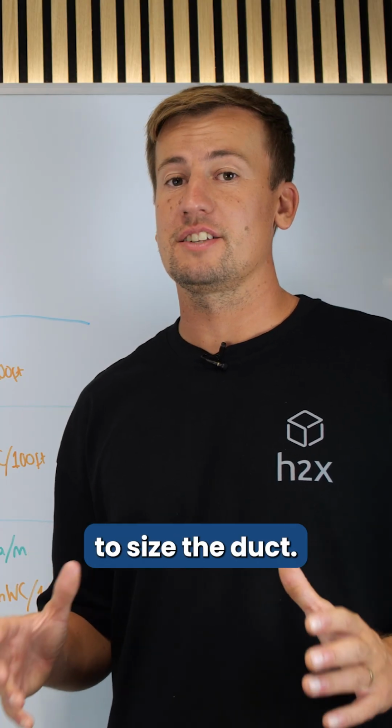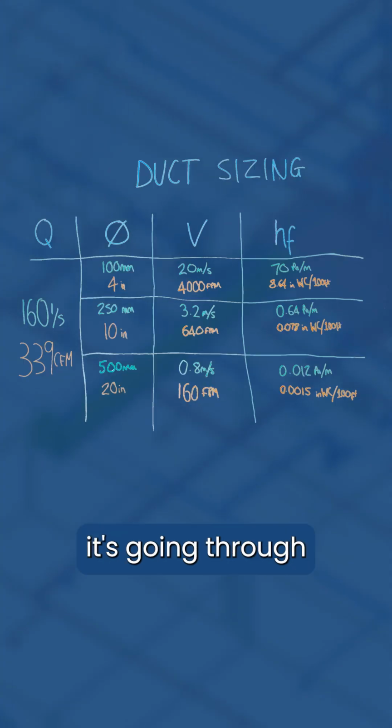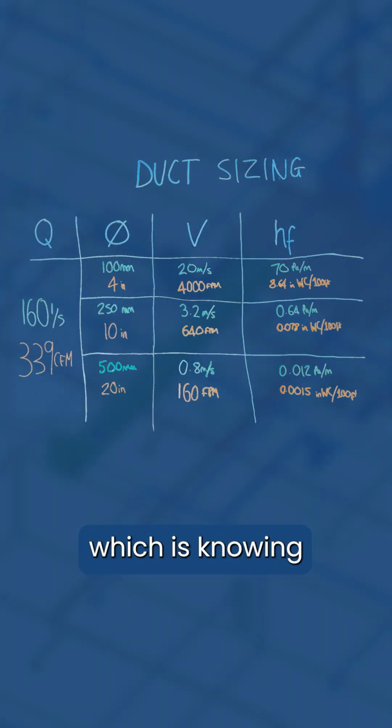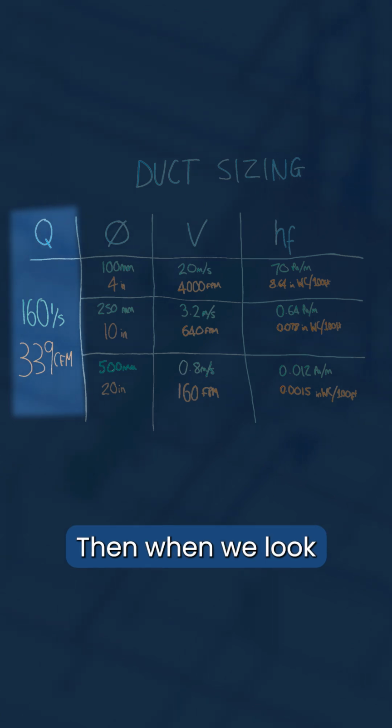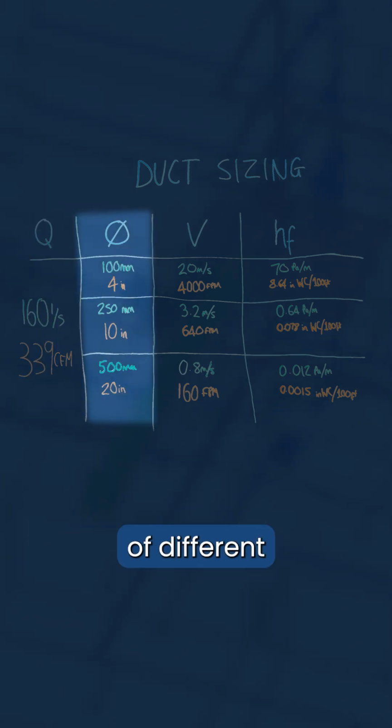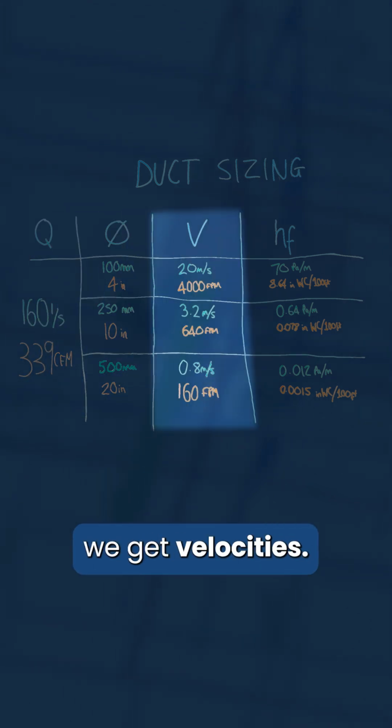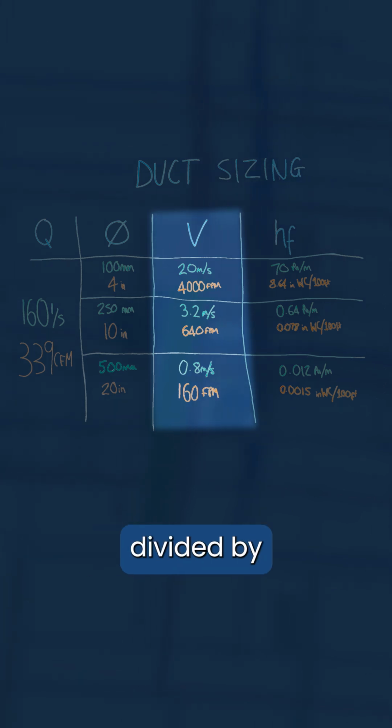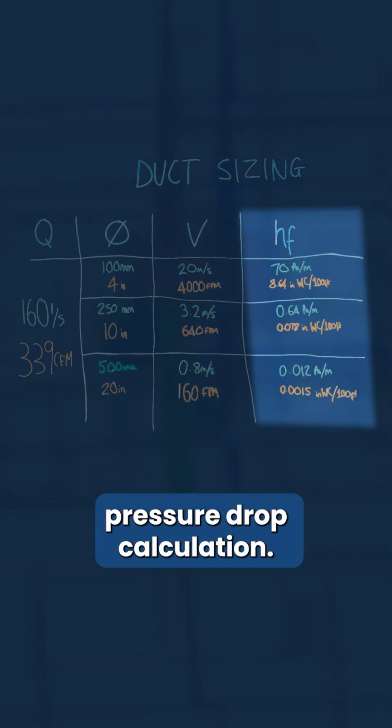And now it's time to size the duct. To do that, it's going through all the variables, which is knowing the flow rate. Then, when we look at that flow rate through a range of different duct sizes, we get velocities. So that is looking at the flow rate divided by the duct area. And then we have the pressure drop calculation.